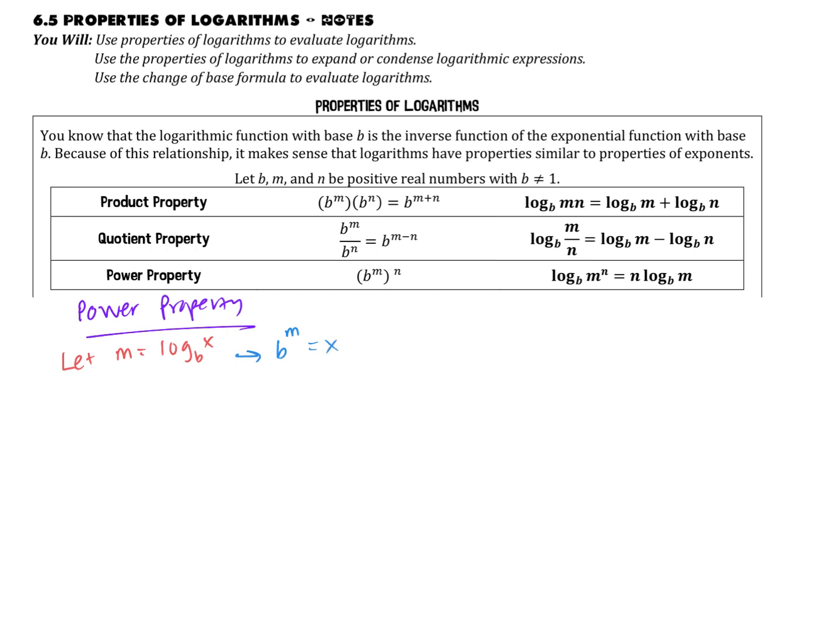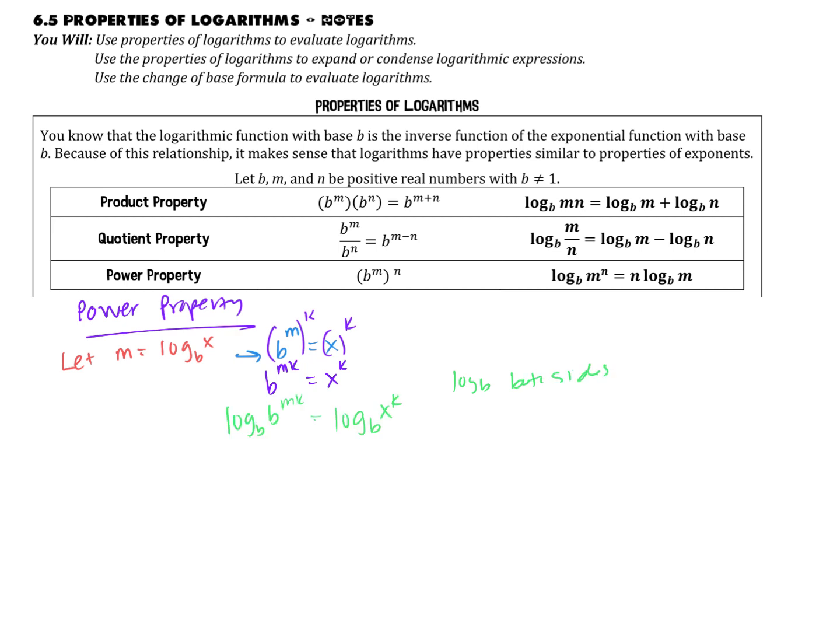Now let's go ahead and raise both sides of the equation to some power, because that's what we're trying to figure out: what happens if I raise both sides to some arbitrary power. So let's raise both sides to the power of k. So we know that this is just going to be b to the mk equals x to the power of k. Again, we want to see how this ties to logarithms, so let's go ahead and take log base b of both sides.